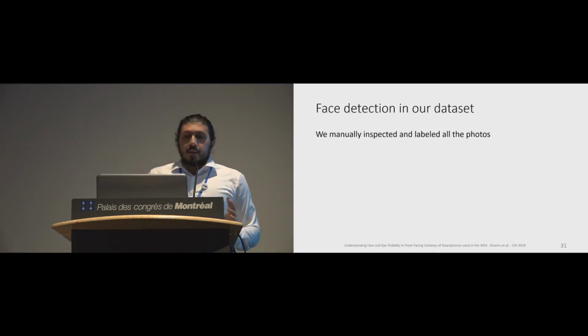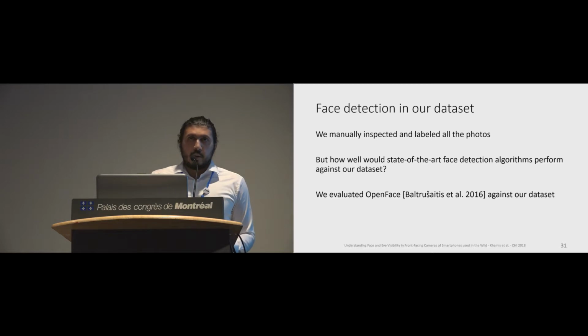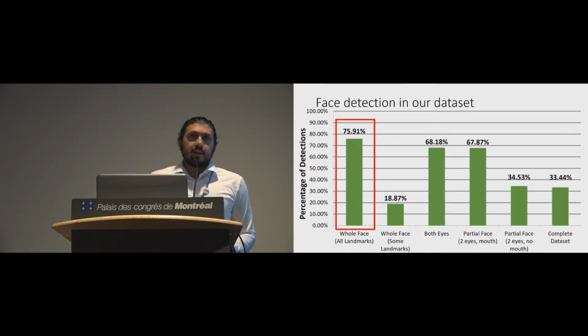We manually inspected and labeled all the photos in our data set, but we were also wondering how state-of-the-art algorithms for face detection would perform on it. So we picked the OpenFace algorithm, a public framework that has been used a lot since it was published, and we tested it against our data set. The first striking thing is that in cases where the whole face is visible on the screen, so a human looking at the photo would obviously see a full face, OpenFace would only find faces in 75.9%, almost 75% of the cases. So in almost a quarter of the cases where there's an entire face on the screen, OpenFace was not able to find it.